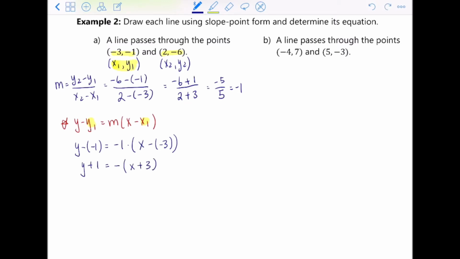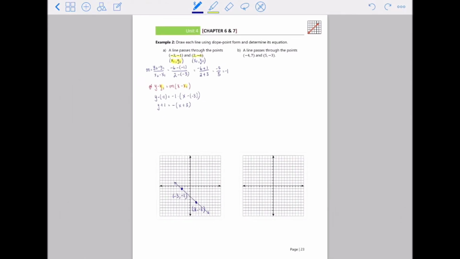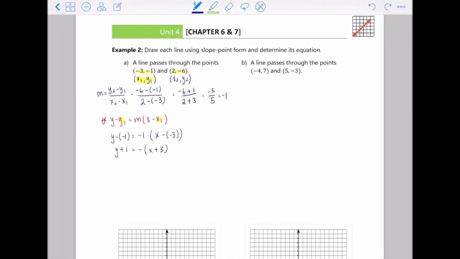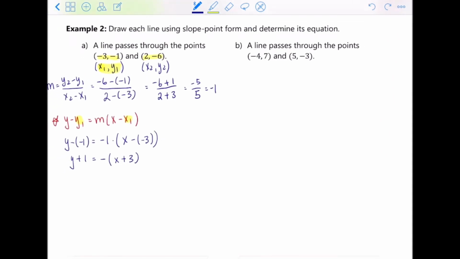Now we have point slope form, or slope point form, and a graph. So that looks good. Let's move on to part B. It's going to be the same step, but we'll do it again. So let's look for slope first.